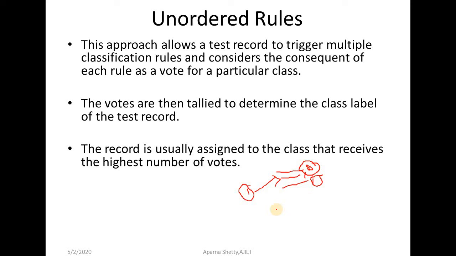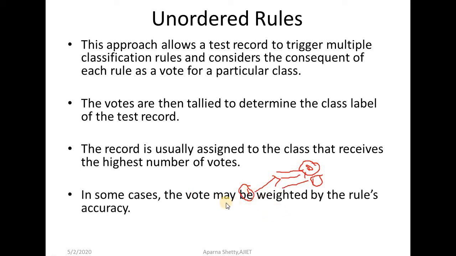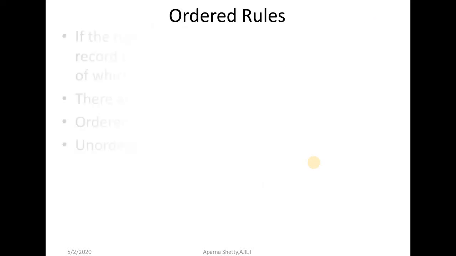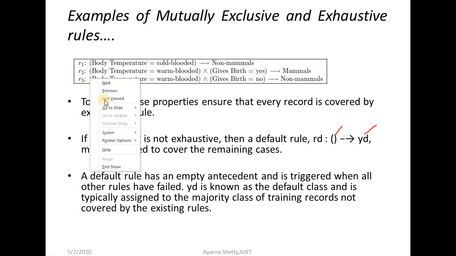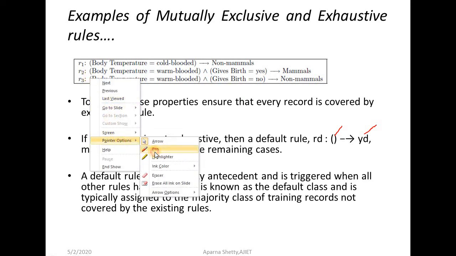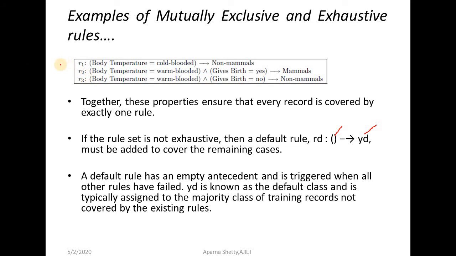In some cases the vote may be weighted by the rule accuracy. Along with the vote you might weight it with the accuracy also. If I have to give an example, let us see this. Here we have 3 rules, correct? Suppose a record is triggered by rules R1, R2 and R3. One record has been triggered by all 3 rules.